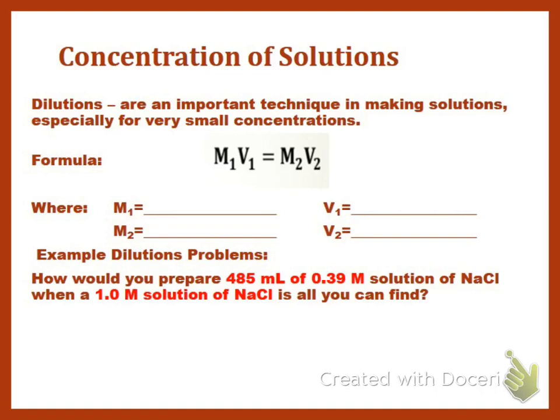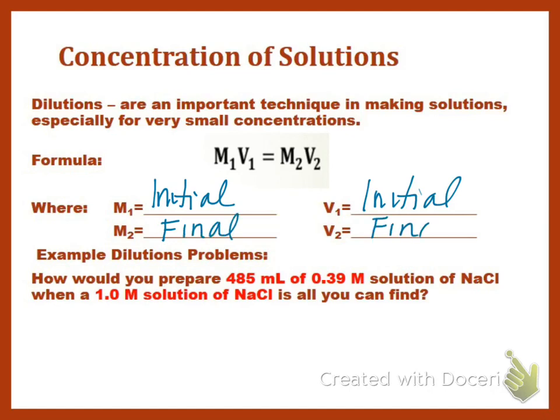Okay? So for the dilution equation, big M is molarity, and V is volume. M1 and V1 are your initial concentration and initial volume, and M2 and V2 are your final. Your M1 will always be bigger. You can take that to the bank. There are no exceptions to that, because it's your concentrated solution.